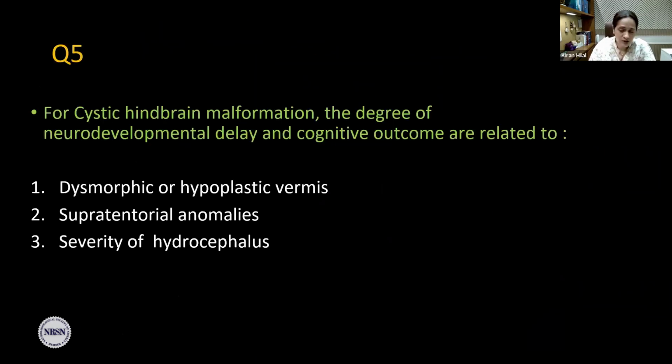Now, that was the question that I asked earlier. For a cystic brain malformation, the degree of neurodevelopmental delay and cognitive outcome are related to what? Dysmorphic hypoplastic vermis, supratentorial abnormality, or severity of the hydrocephalus? What do you think? What could be the answer? Your neurodevelopmental outcome depends on what?